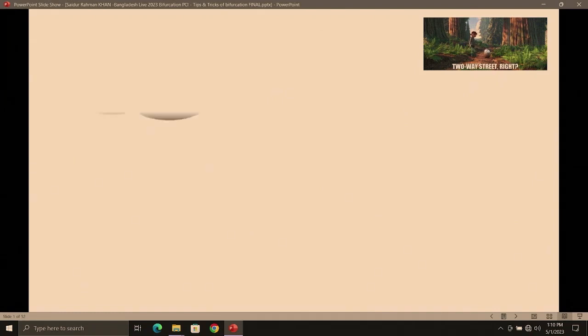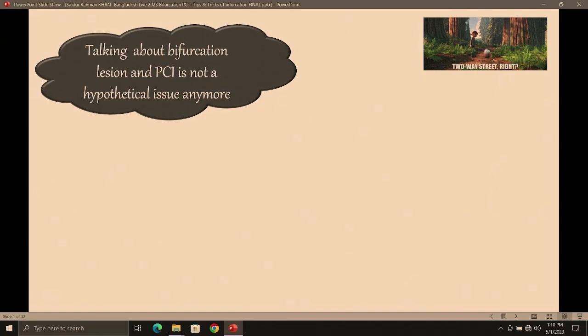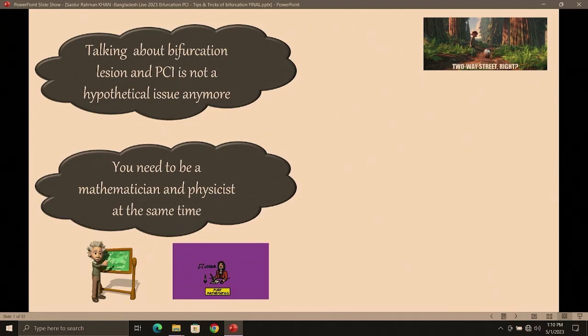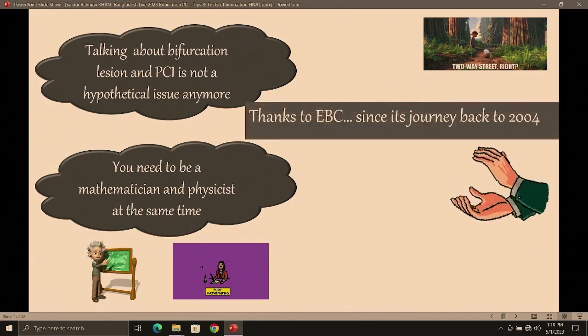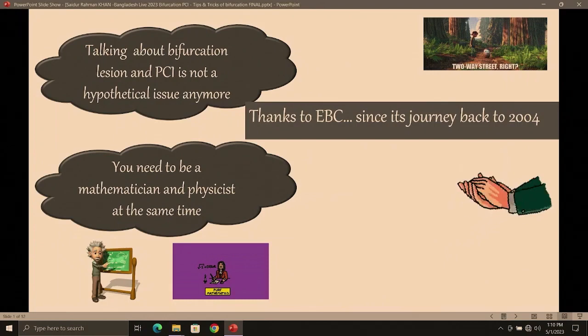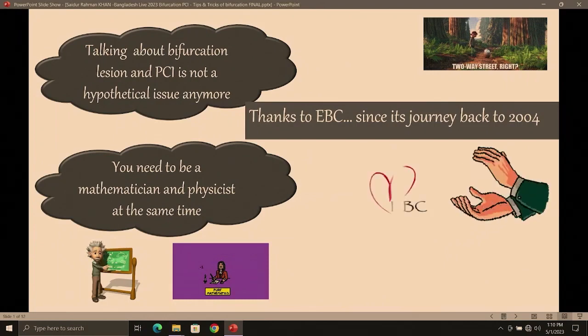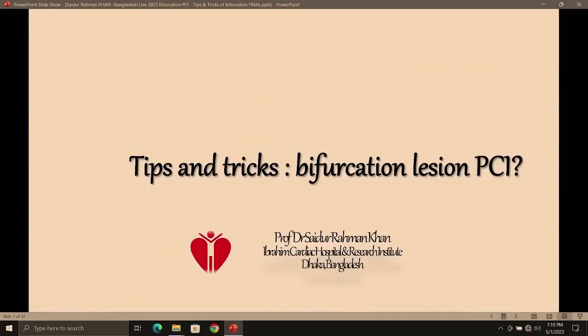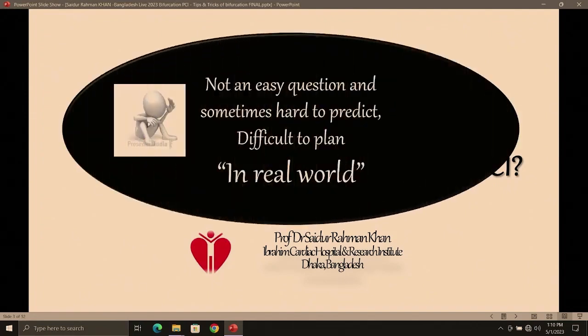But you know that the bifurcation is a two-way street, and talking about bifurcation PCI is not a hypothetical issue. Only a subset of the lesions for PCI, other than CTO, calcification, other ones, but bifurcation has become very much scientific nowadays in the world. And you have to be a physicist, you have to be a mathematician also, because everything is counted there. And thanks to EBC actually, because that is the only platform since 2004 that has made it possible. So, tips and tricks, this is still not an easy question.